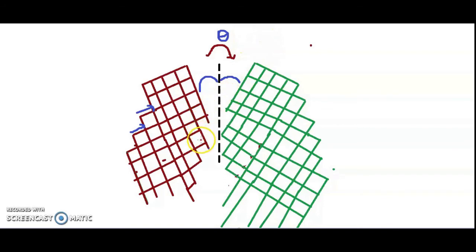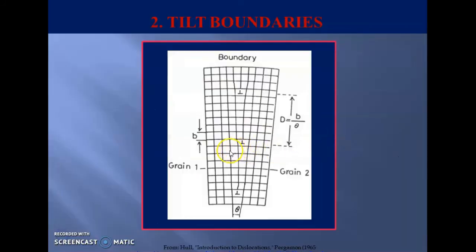And now let us see the distance between two nearby edge dislocations. For example, this one ends here, this one ends here. So this distance can be represented by a small letter d. This is the Burgers vector, the magnitude is small letter b, and this distance between nearby edge dislocations corresponds to small letter d. So in this schematic representation you can see two grains growing together, grain 1 and grain 2, and this is the grain boundary, and you can see the presence of edge dislocations.